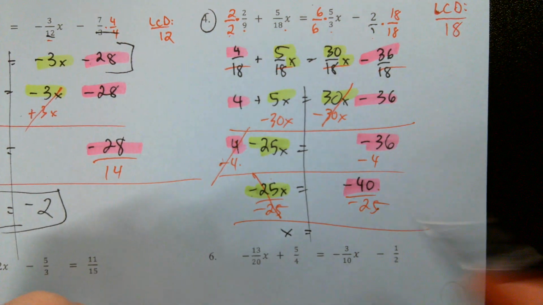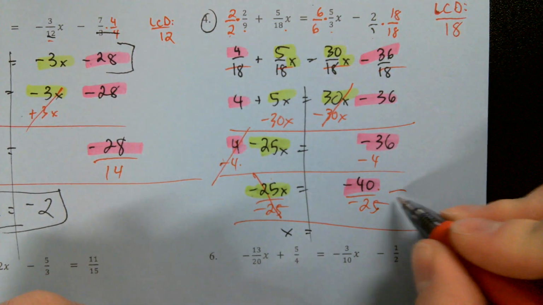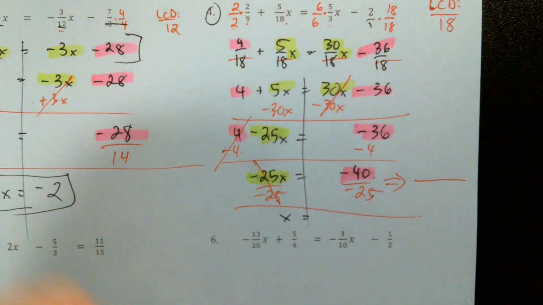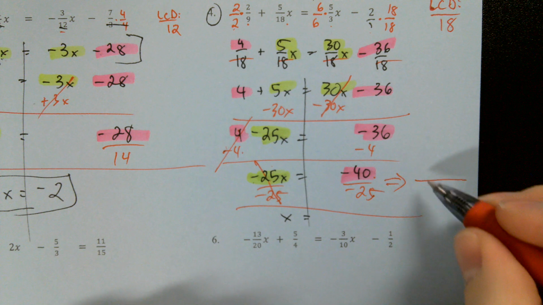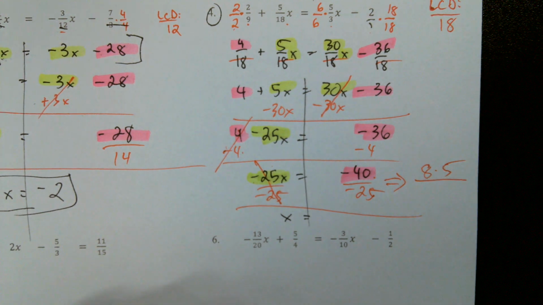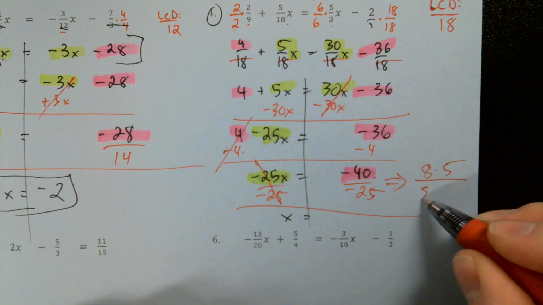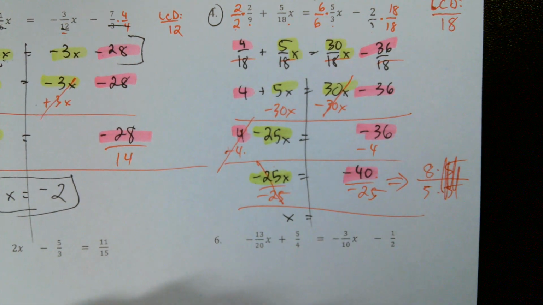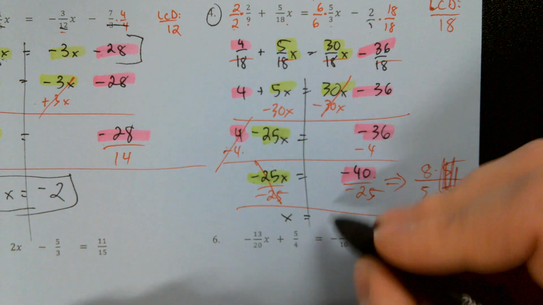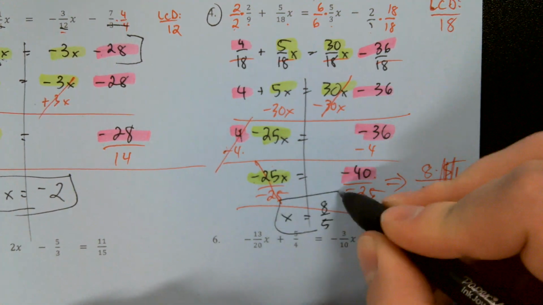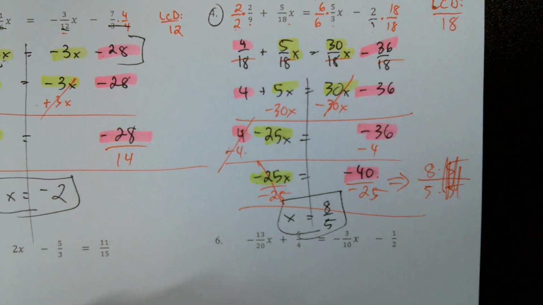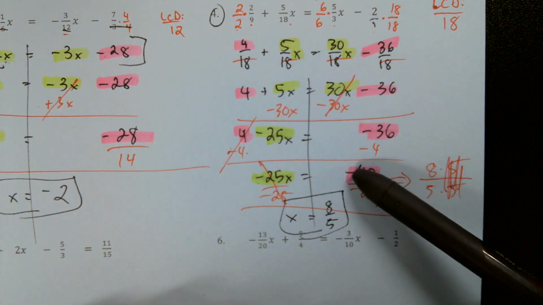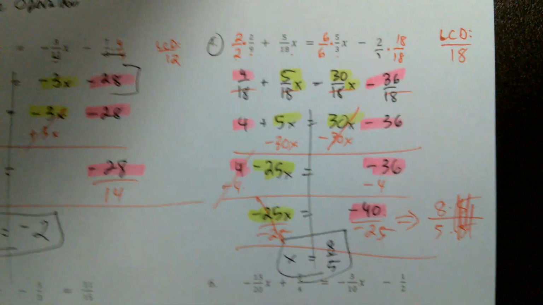I know 25 doesn't go into 40 perfectly, but we can split this up. What two numbers multiply to give me 40? 8 times 5, good. What about 25? 5 times 5. What can we cancel from the top and the bottom? A pair of 5s, and we're left with 8 over 5. And also, just to note, a negative over a negative gives me a positive.